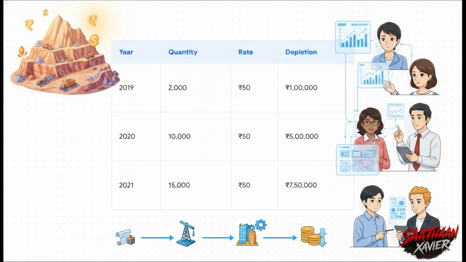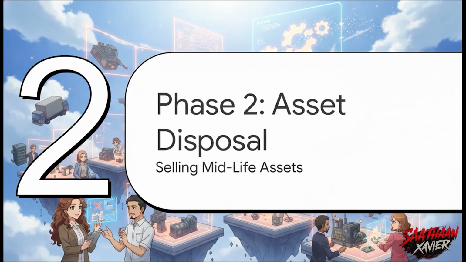This is literally the matching principle in action, guys. It perfectly matches your expense to the exact physical consumption of the asset that actually generated your revenue for that year. Moving right along to Phase 2, asset disposal and sale.